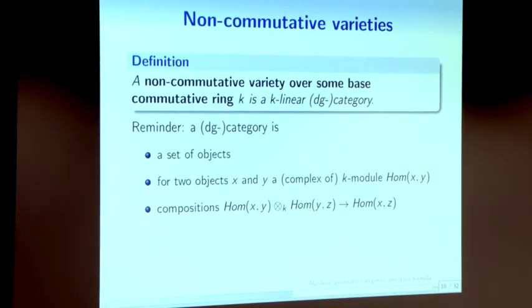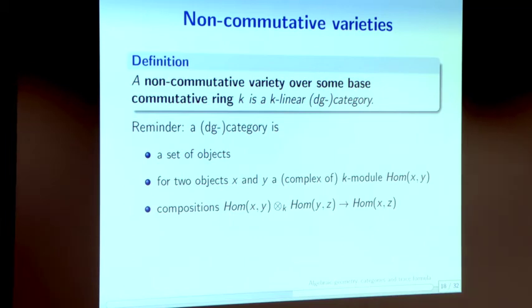It consists of just a set of objects. And between two objects, I will have a K module of maps. And I put DG here. And this DG corresponds to complex, in the sense that it's not only a K module of maps, there is also an internal differential. So there is a differential on this K module here. So it's a graded K module with a differential.